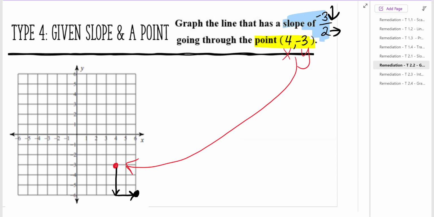So necesitas ir abajo 3 espacios, derecha 2, porque estamos usando slope. Y tú puedes repetir este slope, pero en la otra dirección. So 2 and 3, point. All the points would be equal distance from each other. And that's the graph.